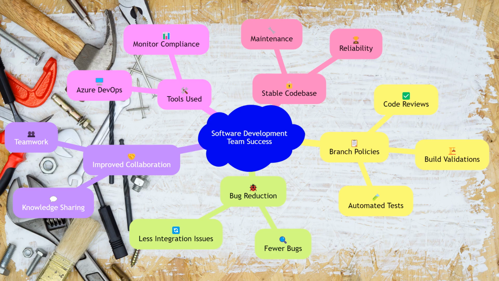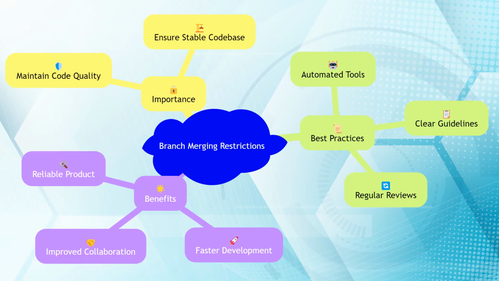In conclusion, implementing branch merging restrictions through branch policies and protections is essential for maintaining code quality and ensuring a stable codebase. Best practices include setting clear guidelines, using automated tools to enforce policies, and regularly reviewing and adjusting policies based on team feedback. By following these best practices, teams can achieve faster development cycles, improved collaboration, and a more reliable product.